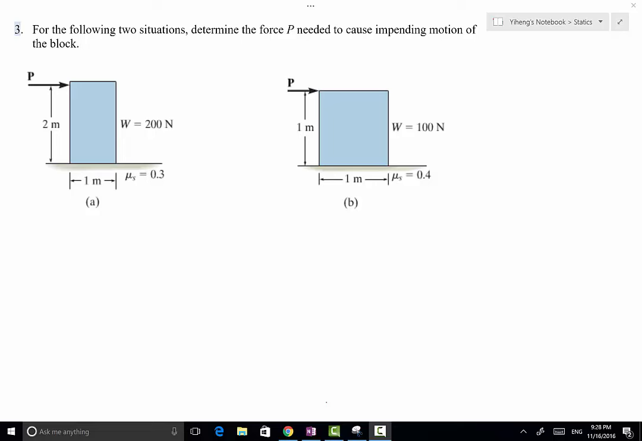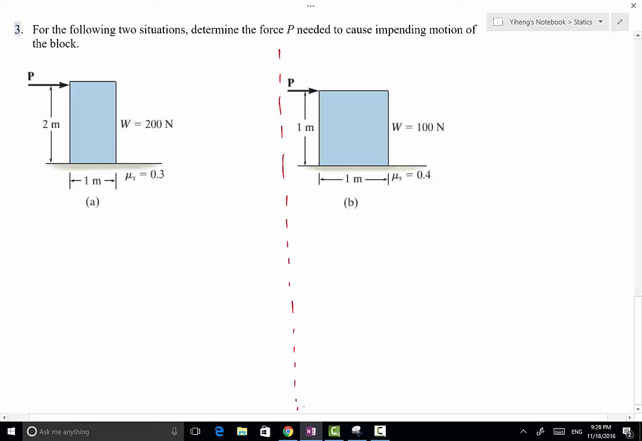In this problem, again, we're given two similar situations, and for each situation we need to determine the applied force P needed to cause impending motion of this block. We're also given the coefficient of static friction between the block and the surface. The method to solve these two problems is the same.